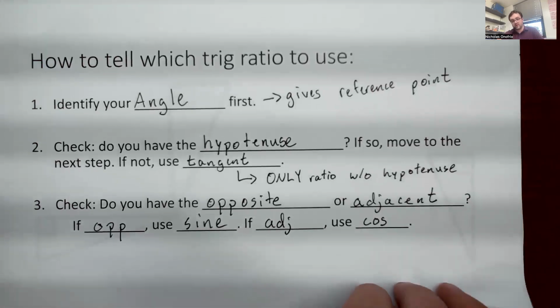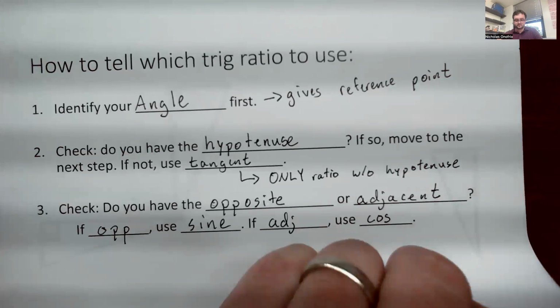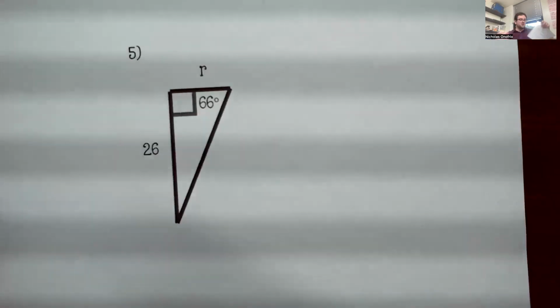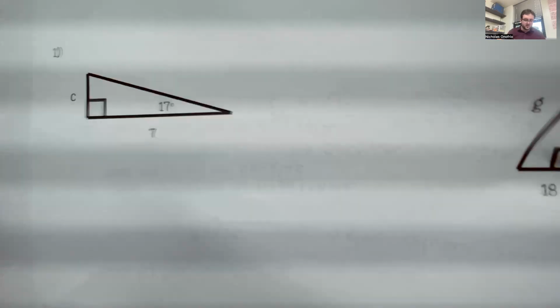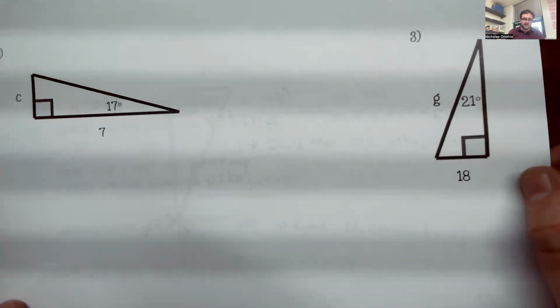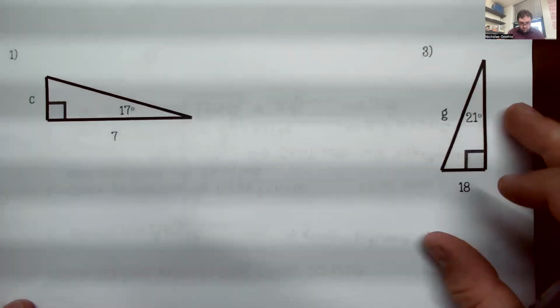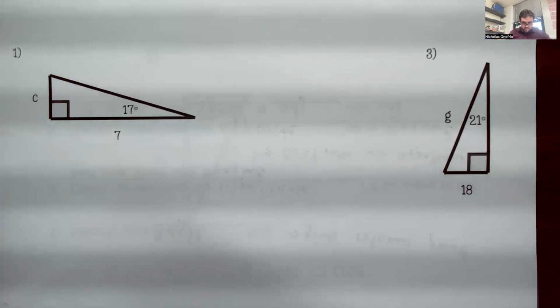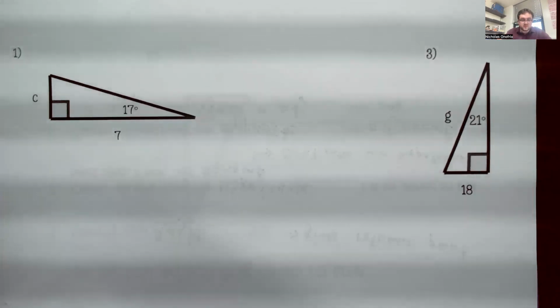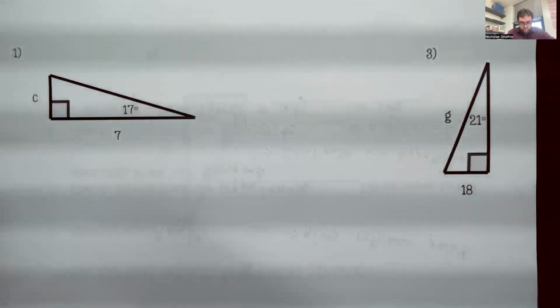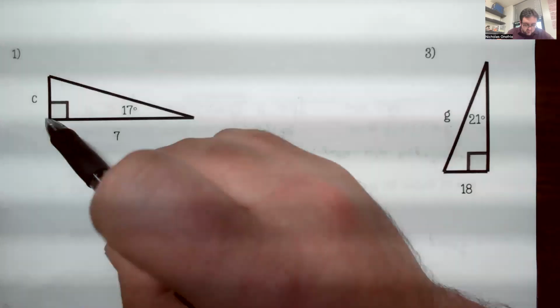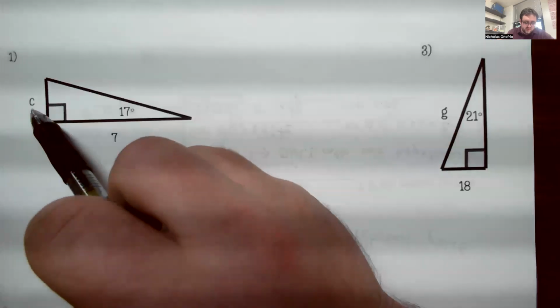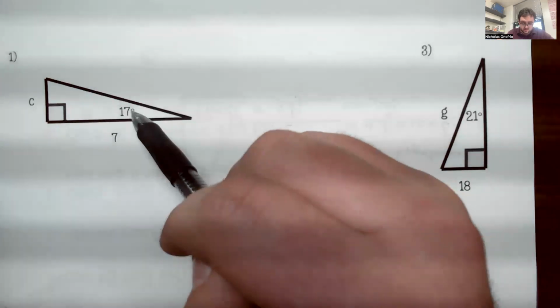Okay, we're going to work 3 practice problems today. We are going to start by working practice problem number 1 on your sheet of paper. Practice problem number 1. Let's look at problem number 1. We're given our triangle and we're given 3 pieces, C, 7, and 17.